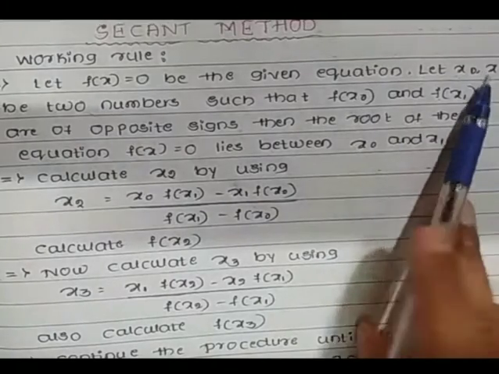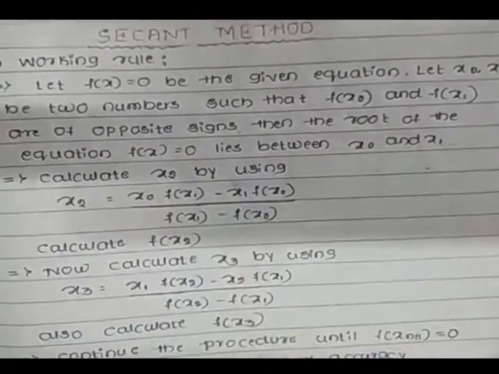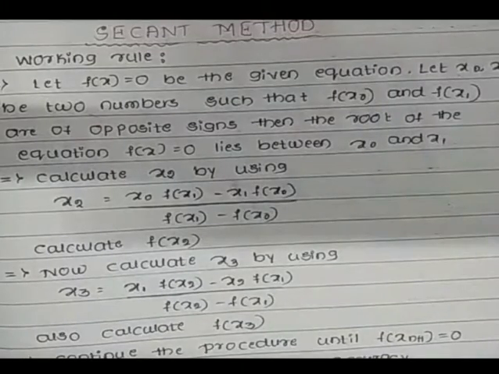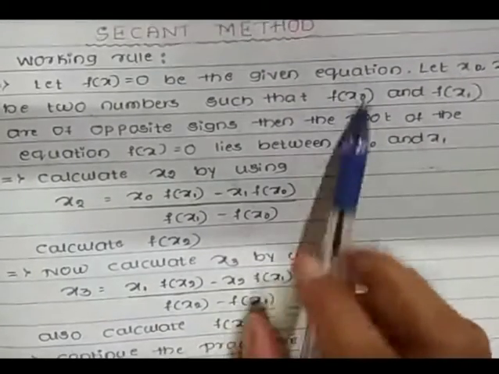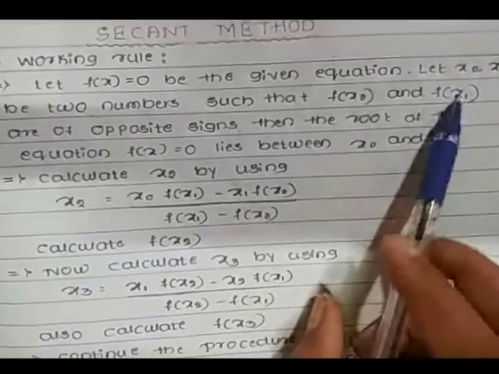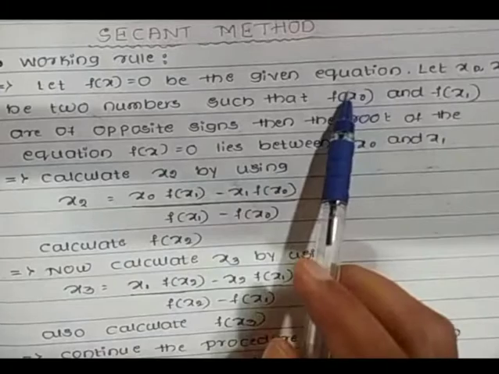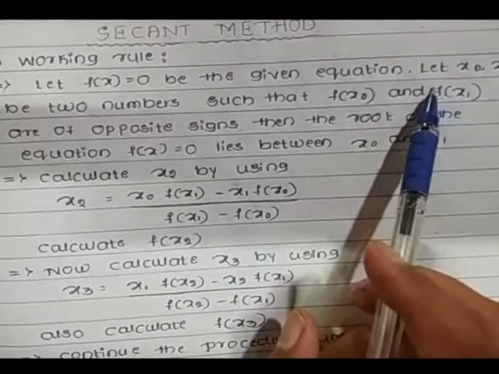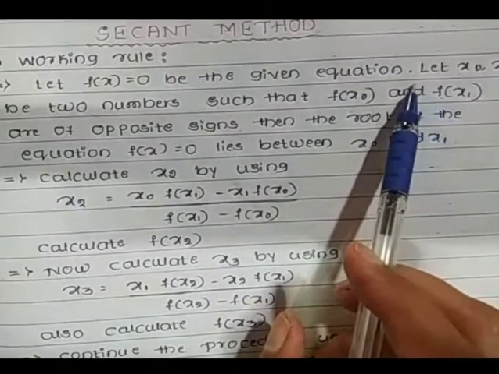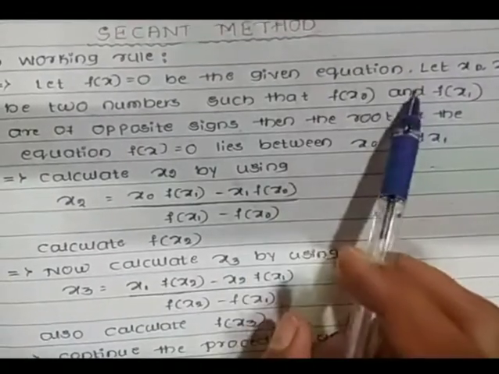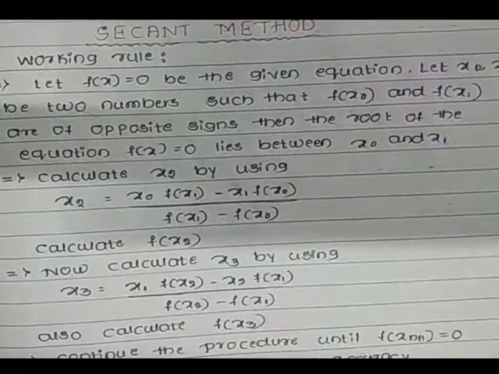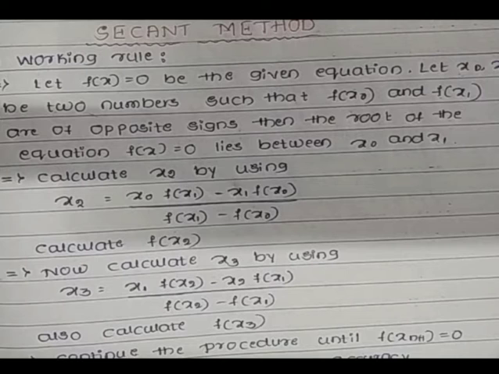We have to consider x naught and x1 as the initial approximations such that for f of x naught and f of x1 we get opposite signs, meaning x naught should give us a negative value and x1 should give us a positive value. So based on that concept we have to consider x naught and x1. The first step is the same in all the methods, whether it is the bisection method, the regula falsi method or the secant method. In every method, the first initial step is similar.